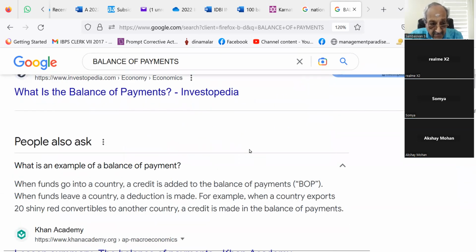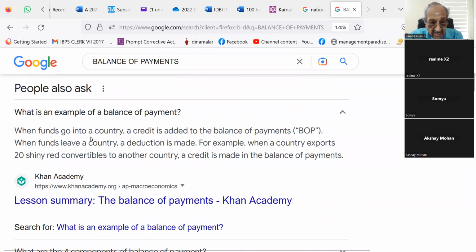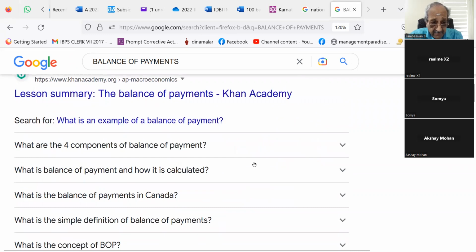What is an example of balance of payment? When funds go into a country, a credit is added to the balance of payment. When funds leave the country, a deduction is made. For example, when a country exports 20 shiny red convertibles to another country, a credit is made. It is a difference between export and import.